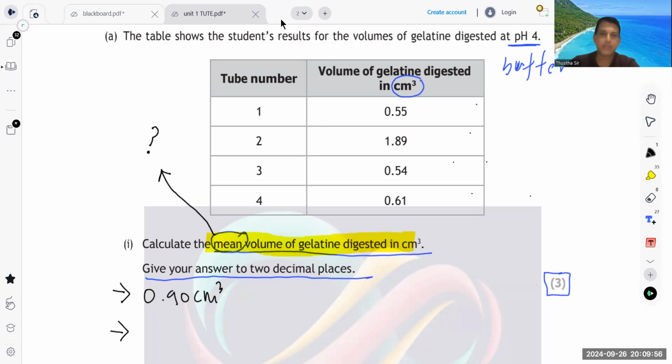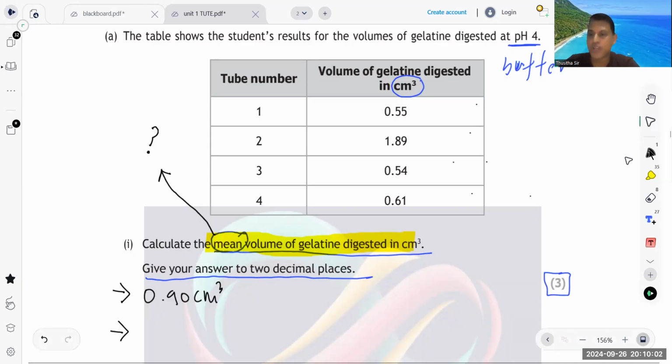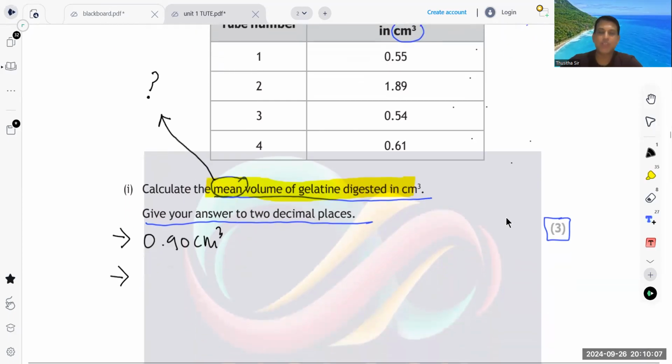Okay, I think you are in trouble. Right, I will show you how to calculate mean value for any example. So I will show you an example. What is the mean value?